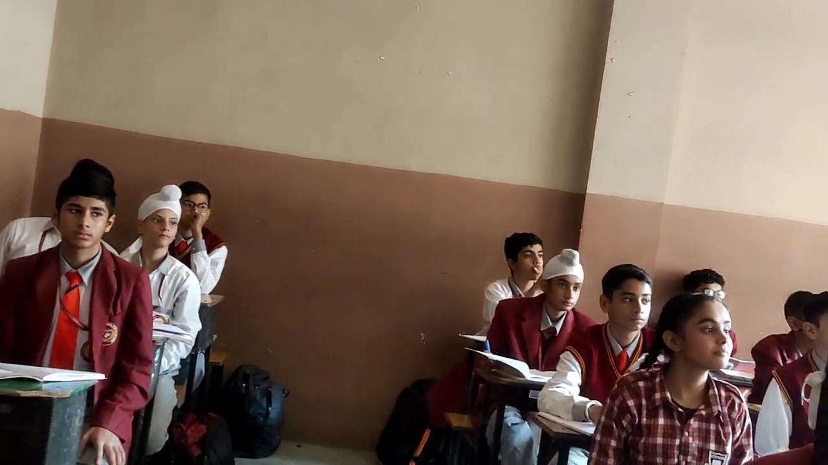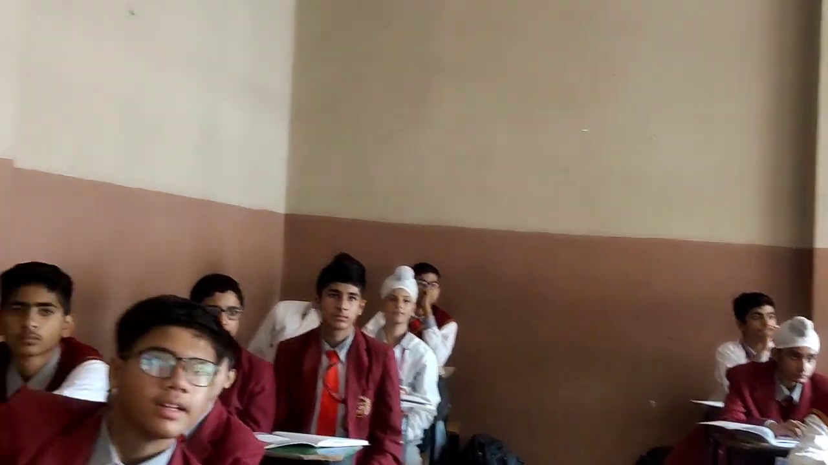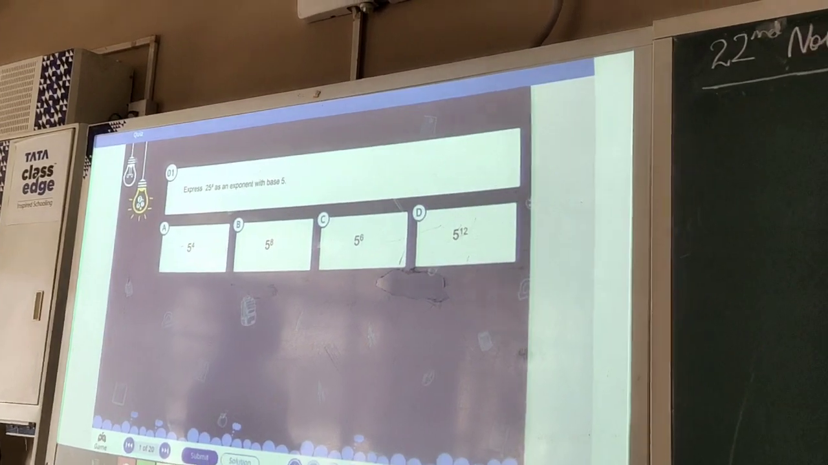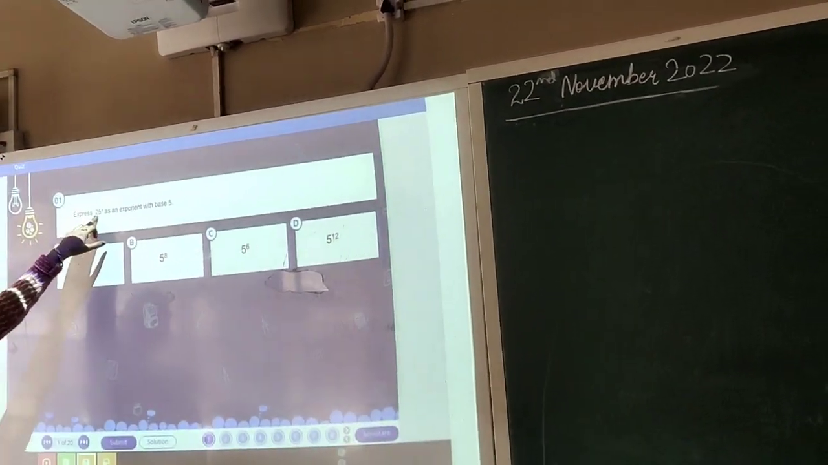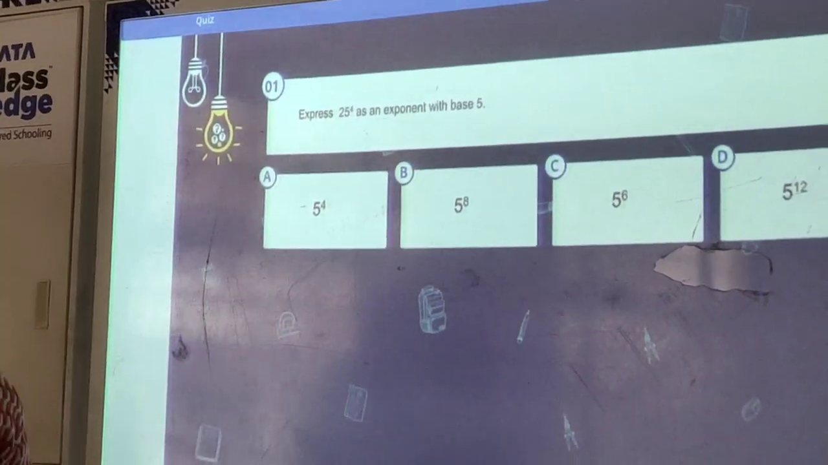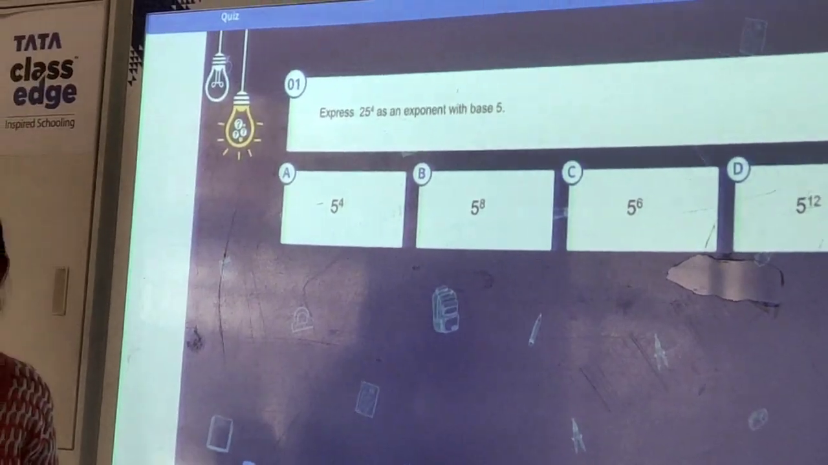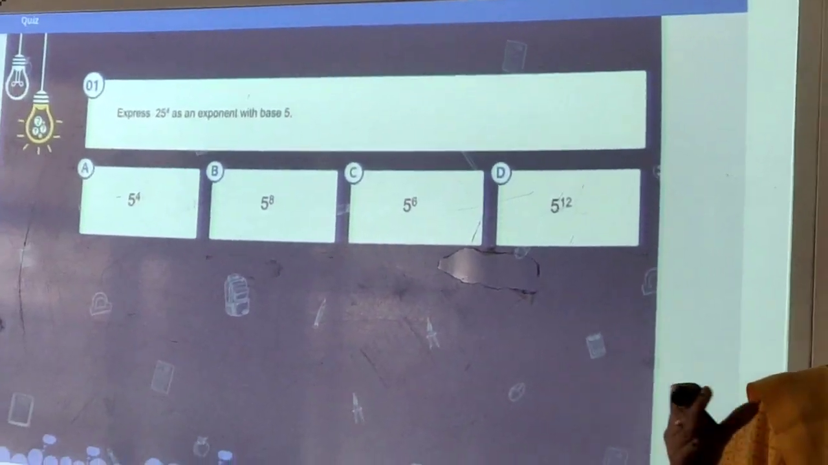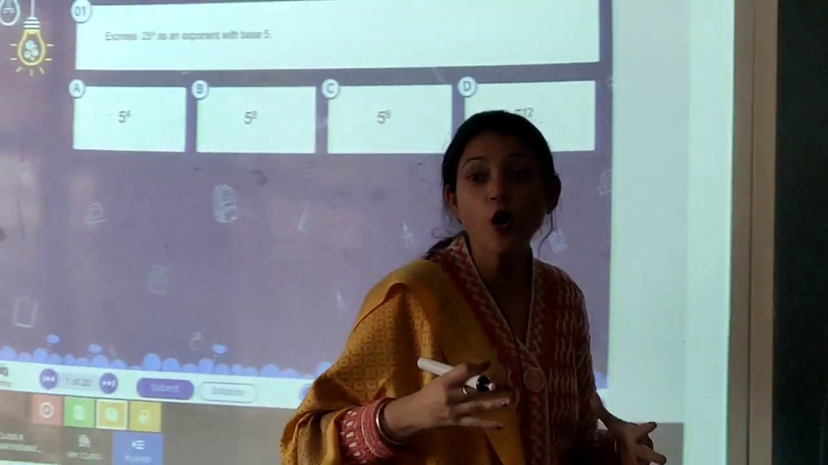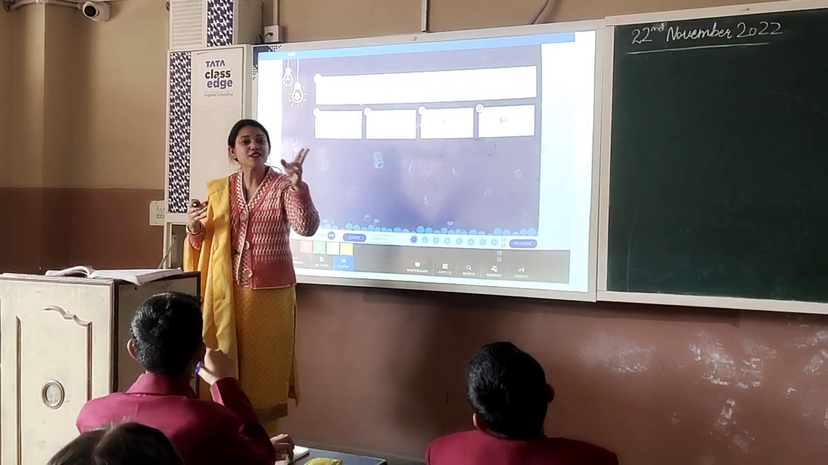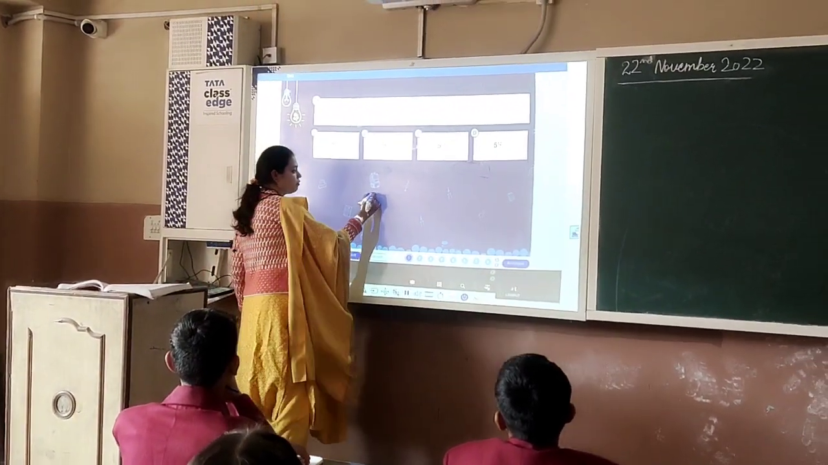Express 25 raised to power 4 as an exponent with base 5. First, what is the answer? This means this 25 can be converted into base 5. How? Tell me. Try to do fast. 25 is obtained when you multiply which same two numbers? 5 into 5. So it becomes 5 cross 5.